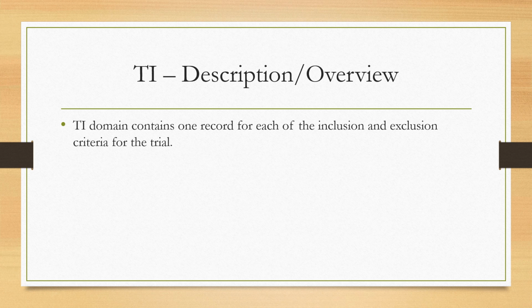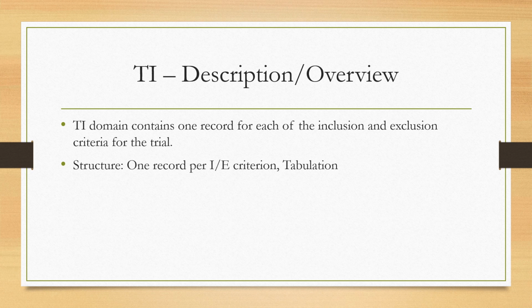So there is a very clear difference between the I domain and the TI domain, which is also considered one of the most important interview questions. The TI domain contains one record for each of the inclusion and exclusion criteria mentioned in the protocol for the trial, whereas the I domain will only contain the inclusion and exclusion criteria which are not met by the subject.